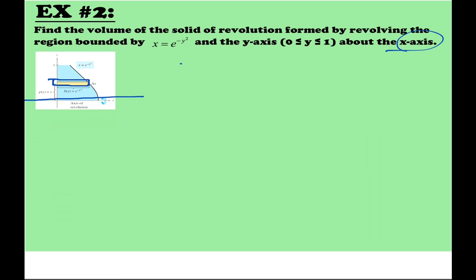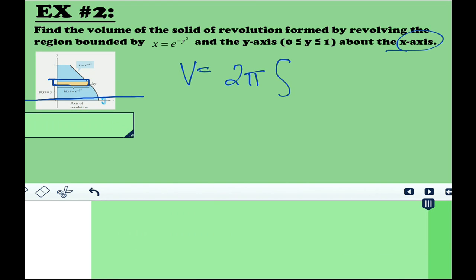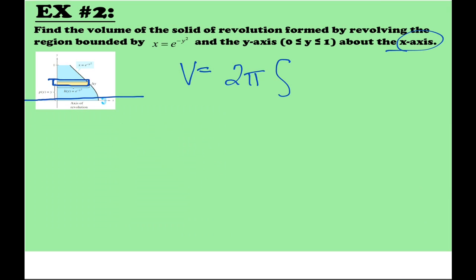So when I go to find the volume using my shell method, I've got my 2 pi. What would you say our limits of integration are then? What's your lowest y? If I stack up my little shells, I'm going to go from 0 on the y to 1 on the y, so 0 to 1.